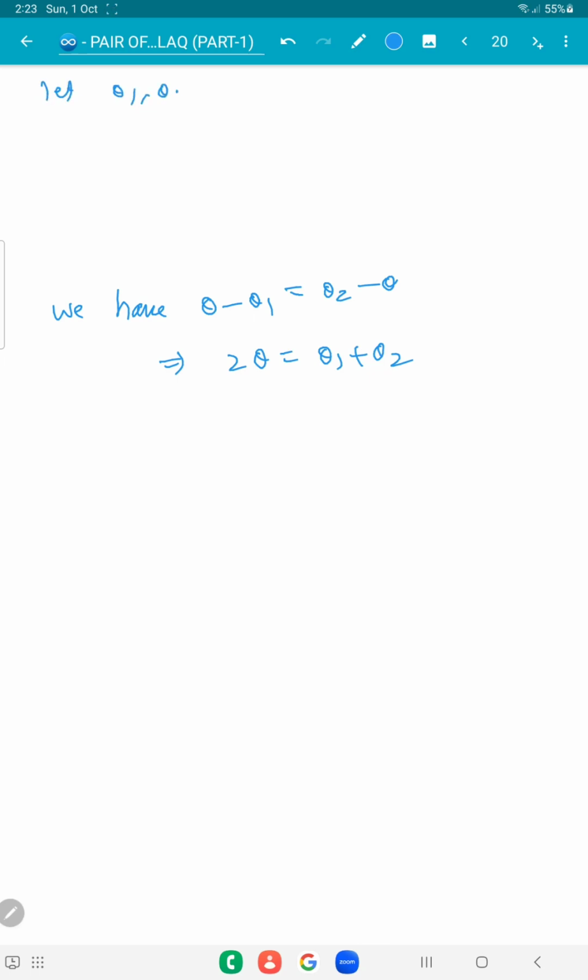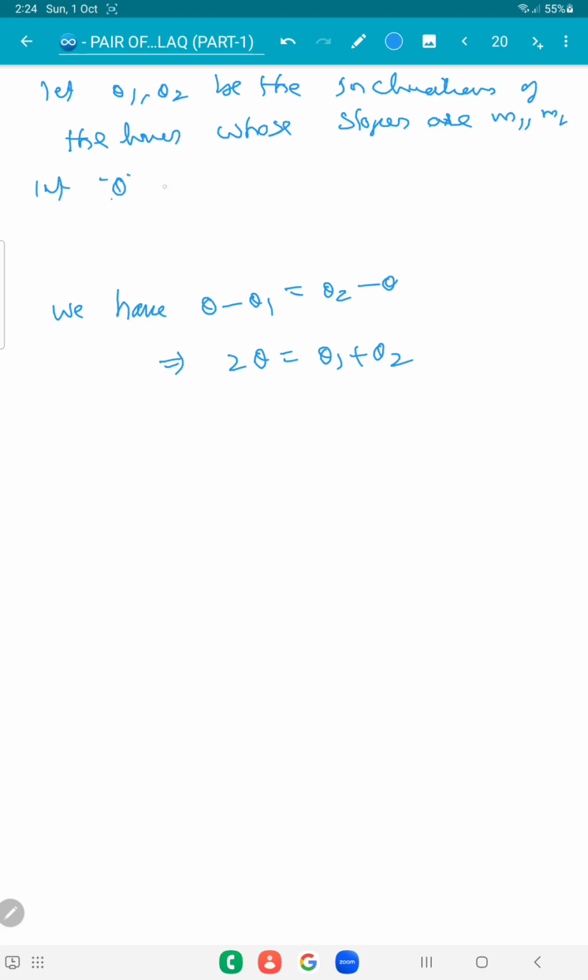Let us introduce theta here. Let theta 1 comma theta 2 be the inclinations of the lines whose slopes are m1 comma m2. Let theta be the inclination of the line whose slope is m. This is the main step, sir. If you understand this step, then you can do anything.